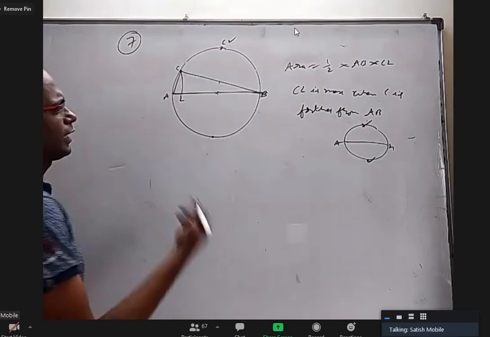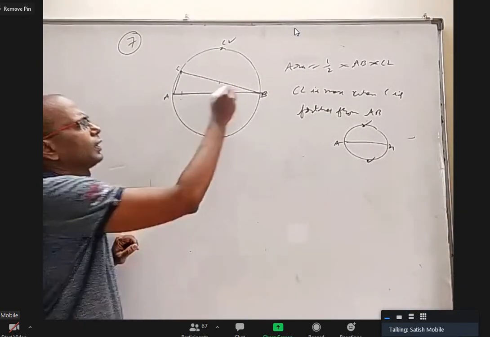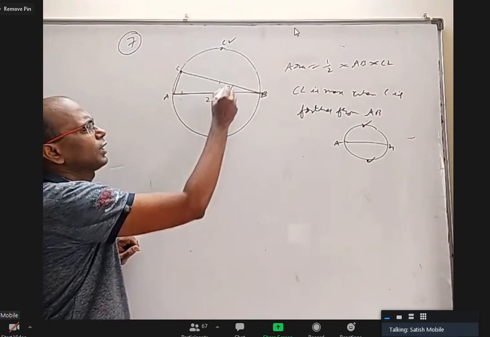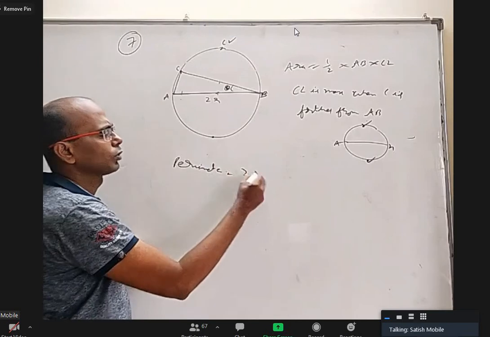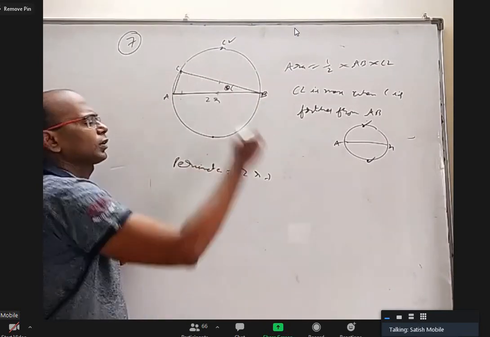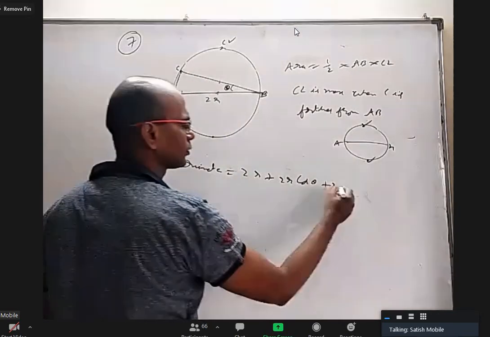Regarding the perimeter, I'm sure we can give different explanations. If somebody takes this angle as theta, and this is 2r, what will the perimeter be? The hypotenuse is 2r, this side will be 2r cos theta, and this will be 2r sin theta.